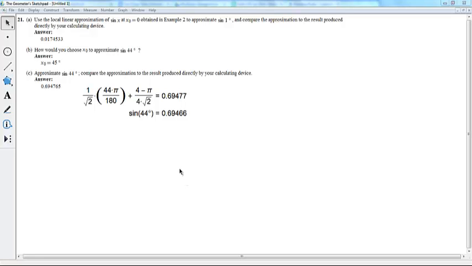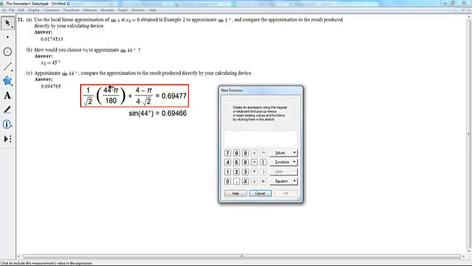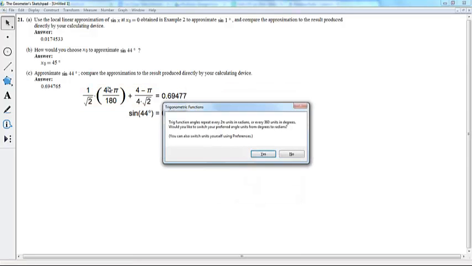I have been asked to do number 21 in section 3.5, which I'm only too happy to do. It says use the local linear approximation of the sine of x at x equals 0 to approximate the sine of 1 degree, and then compare that answer. So the first thing we want to do is graph the sine function, sine of x.